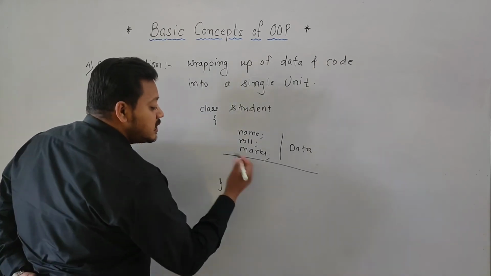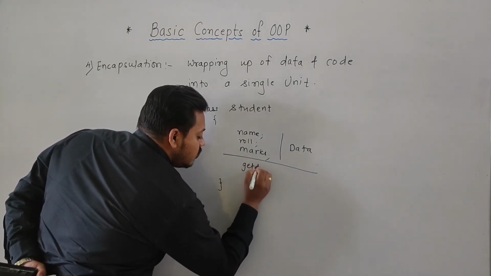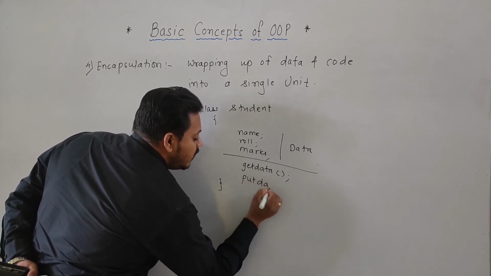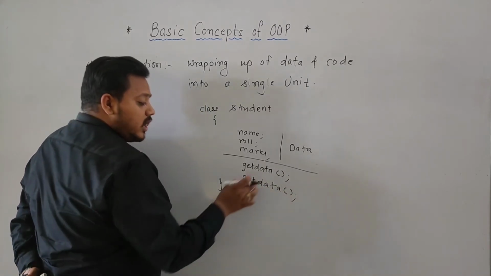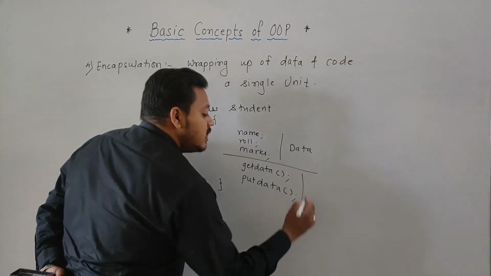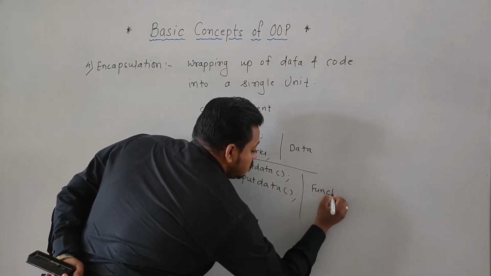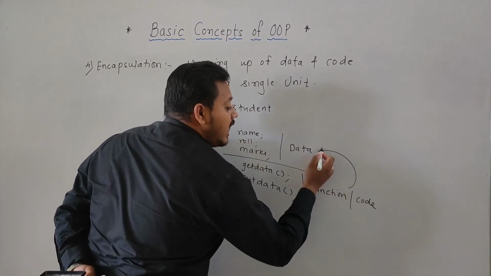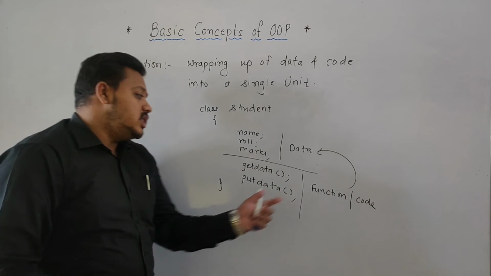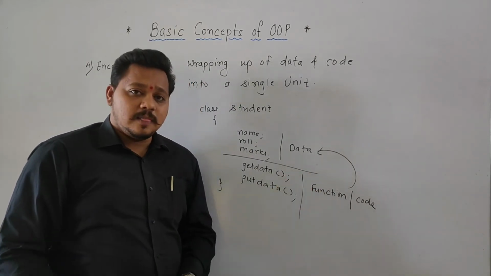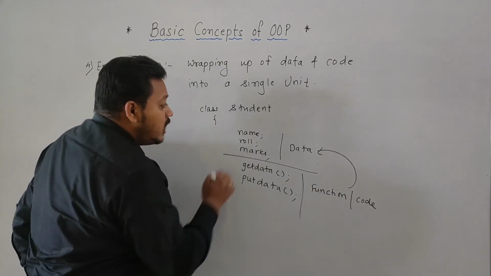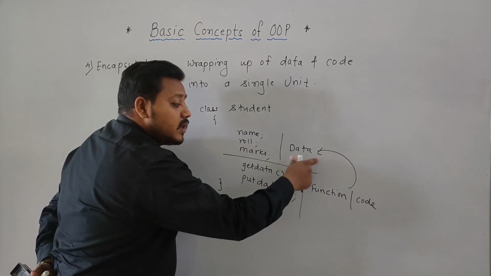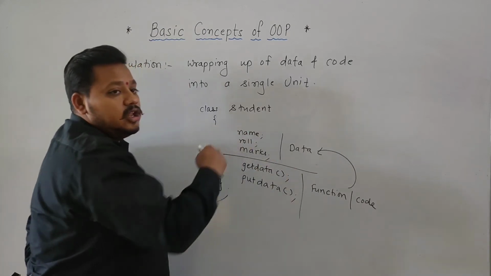Those functions are nothing but, suppose one function I have taken is get data, and another function I have taken is put data. So get data and put data are nothing but functions, or we can say this is the code that is going to act on this data. So these functions are going to use the data. So in my class student, I have enclosed this data and code into a single unit.